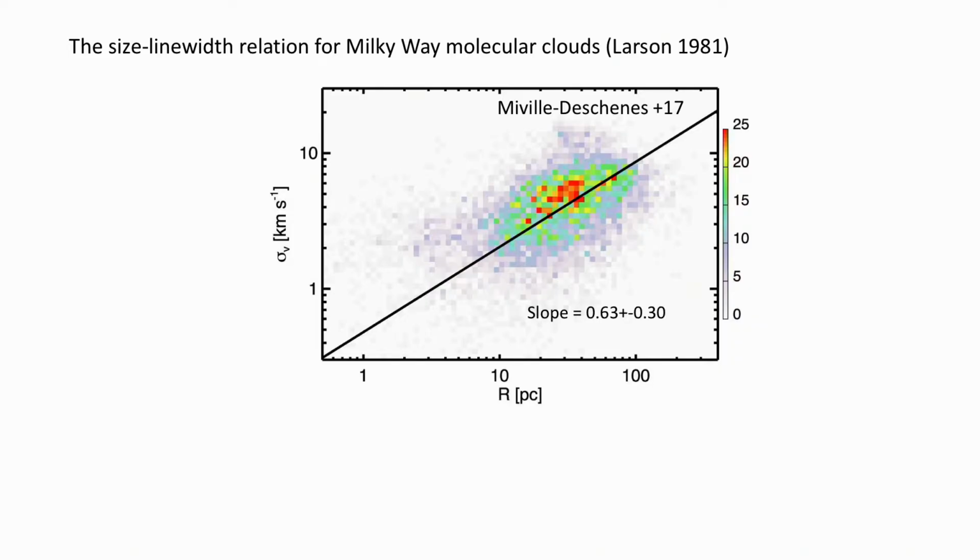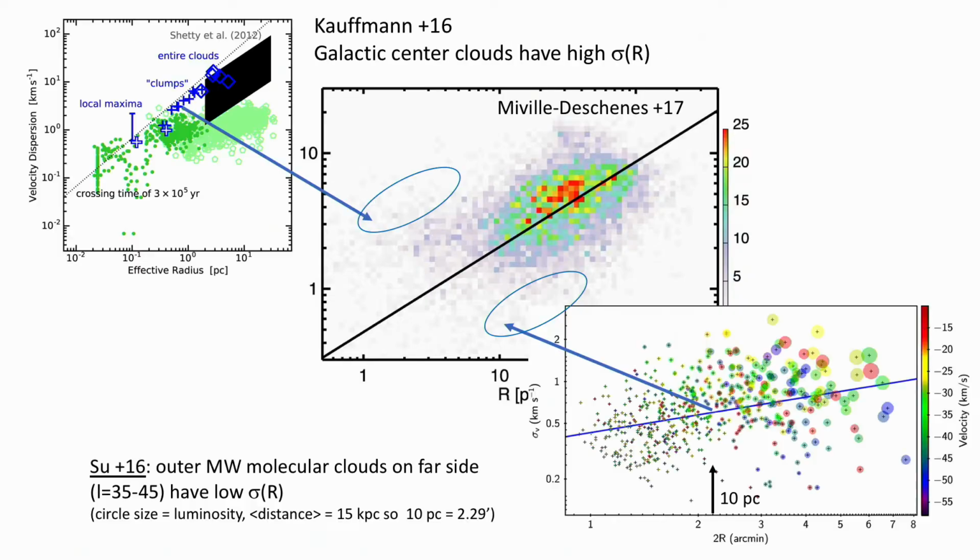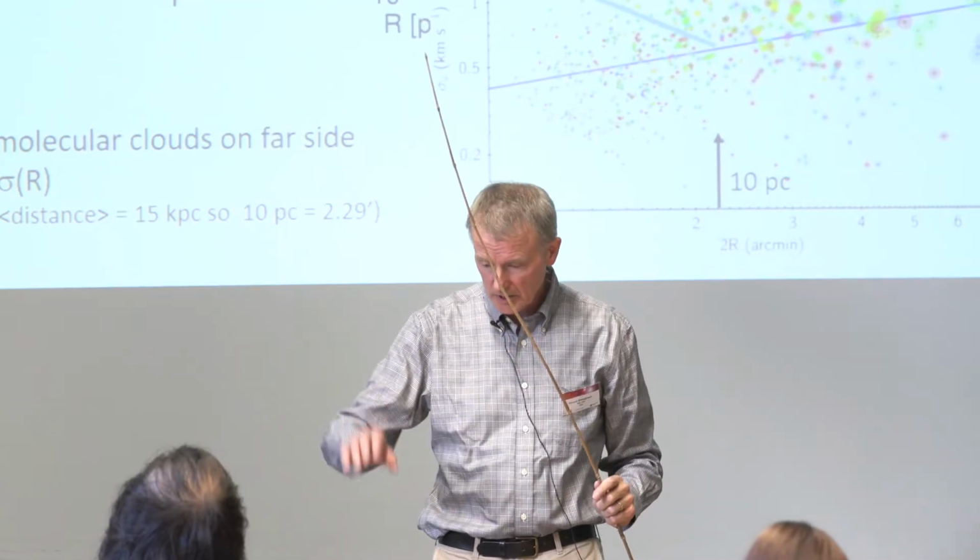But if we look at other parts of our galaxy, the inner part, this is the galactic center, they lie way up here. And the outer part, this is the far side outer molecular clouds at radii greater than the sun, they lie down here. So it's not a universal size line width relation. It depends on where you are. And this is probably a pressure effect. For a given size, if the pressure is higher, your velocity dispersion is higher. And there's a pressure gradient in the galaxy.